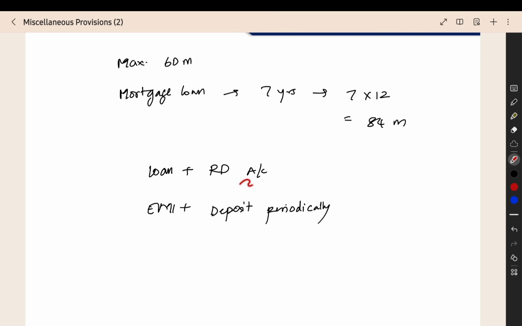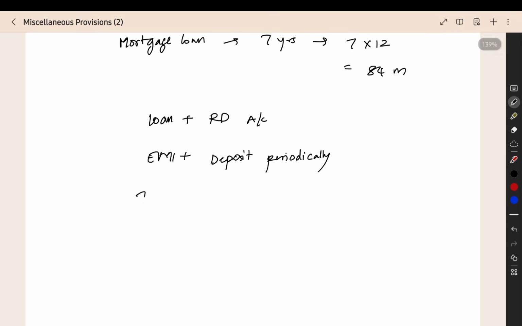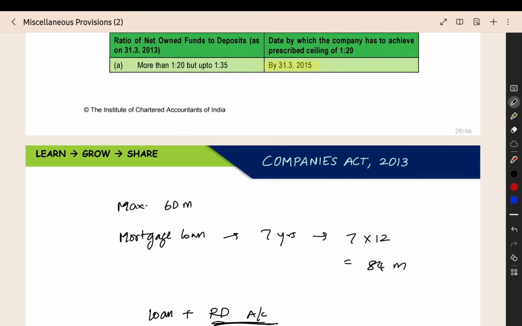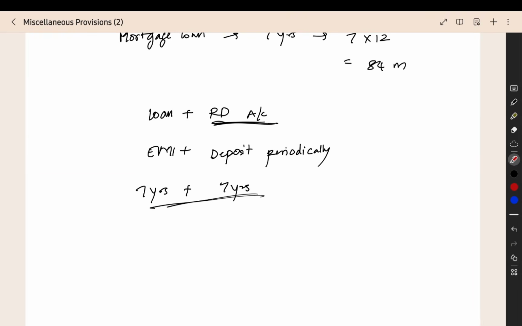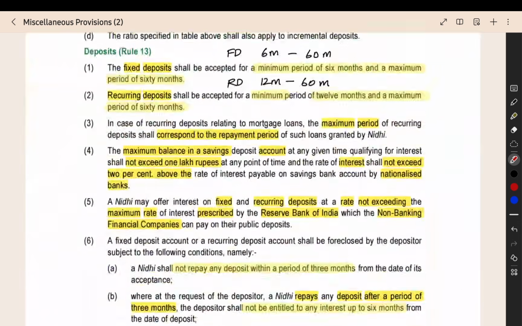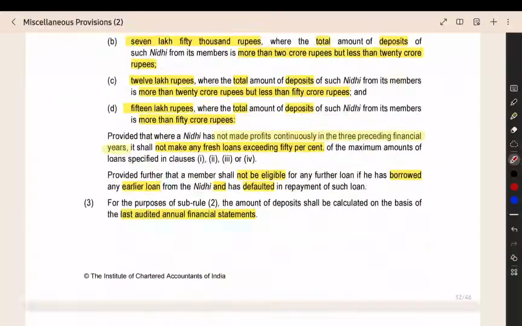Now when you see here, the loan they are giving is for 7 years. Now this recurring deposit account which is linked to this loan, that also you can keep for 7 years. There is no problem. Normally, the maximum time limit is 60 months only. But if the recurring deposit account is linked to the loan, then you can keep 7 years for the recurring deposit account also as the maximum tenure. So that is the point they have given here.